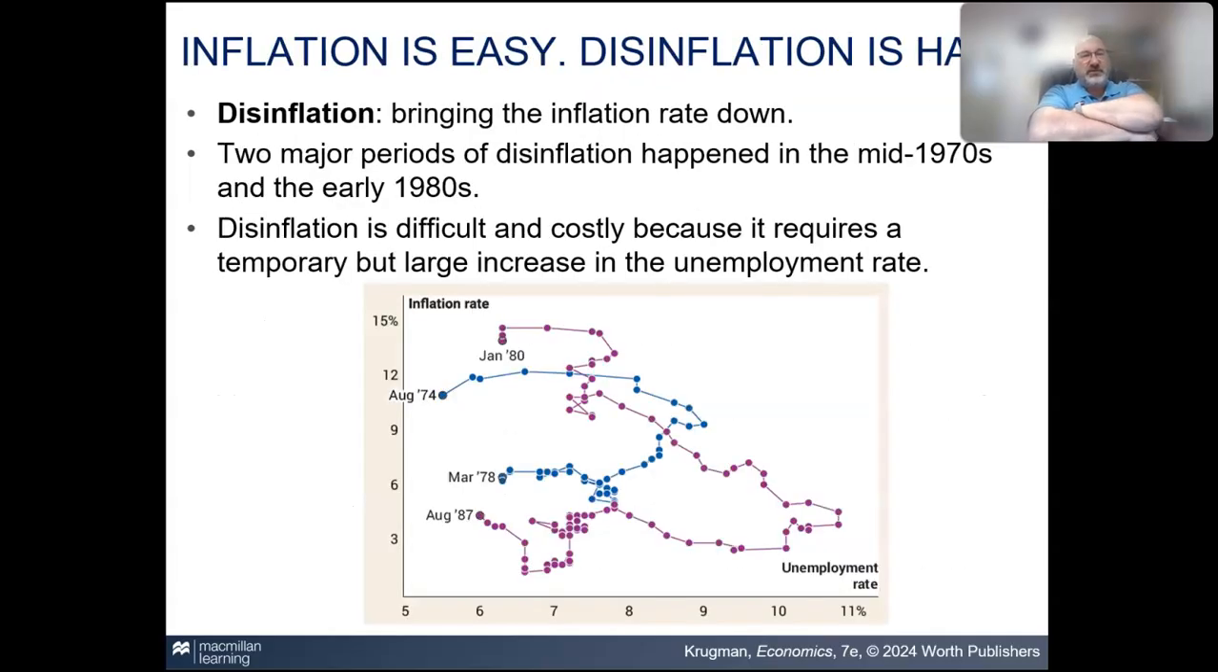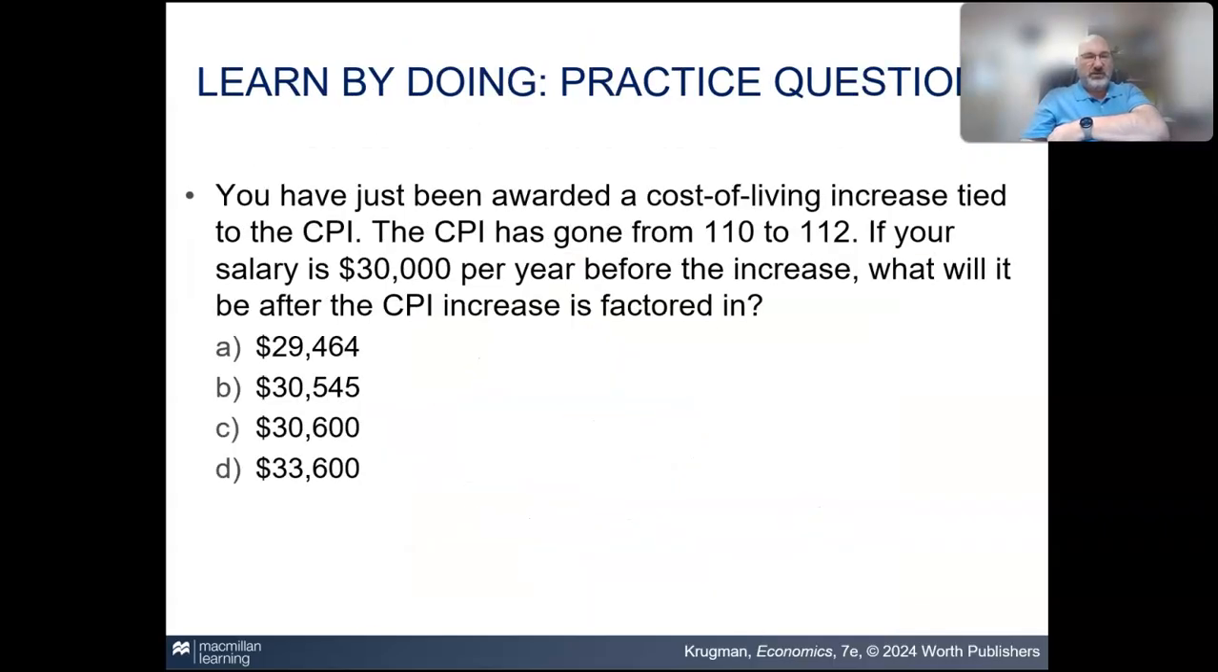So disinflation is bringing the inflation rate down. It's a decrease in the inflation rate, as I mentioned earlier. Two major periods of disinflation happened in the 70s and early 80s. It's difficult and costly because it requires a temporary but large increase in the unemployment rate. So it's kind of crazy how that works.